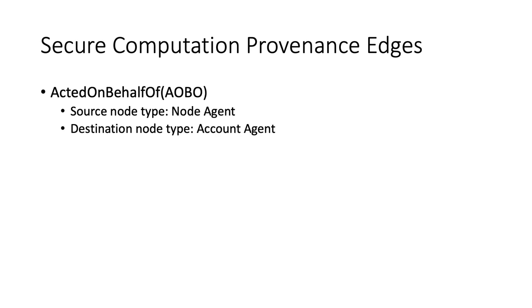The next relation is acted on behalf of. For this edge, the source node is a node agent, which is a secure computation engine, and the destination node is an account agent, which is a user. This relation means that the node agent performed a computation on behalf of the account agent. In the following example, the node agent SCE is the source node and account agent Bob is the destination node. The relation between these two nodes indicates that SCE acted on behalf of Bob.